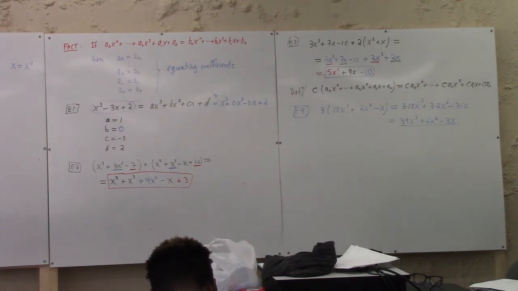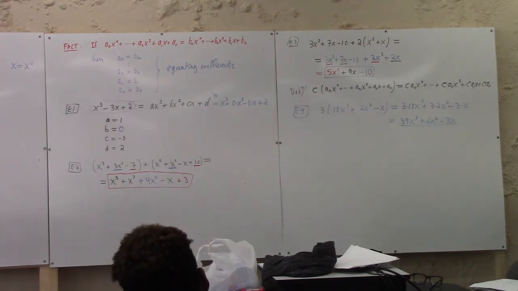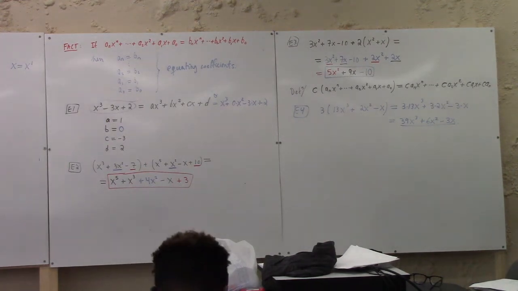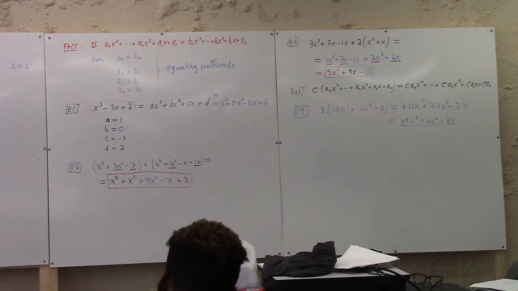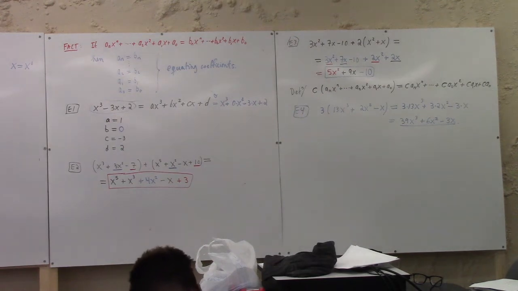All right. Let's do another. What if we had x cubed times 3x plus 2 minus x squared?